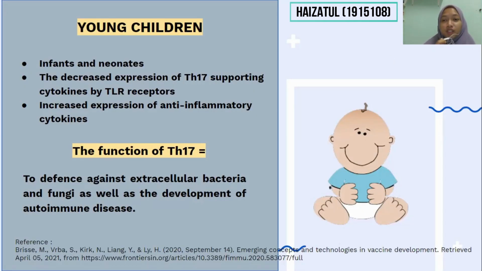Young children such as infants and neonates are considered to be immune suppressed due to age-specific immune system development. This is due to decreased expression of T helper 17 supporting cytokines by TLR receptors and also increased expression of anti-inflammatory cytokines. The function of T helper 17 cells is to defend against extracellular bacteria and fungi, as well as the development of autoimmune disease.